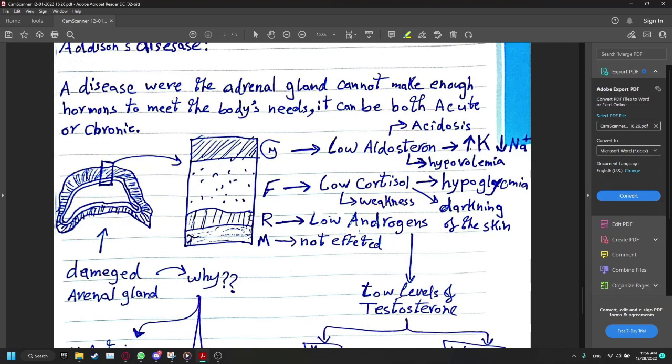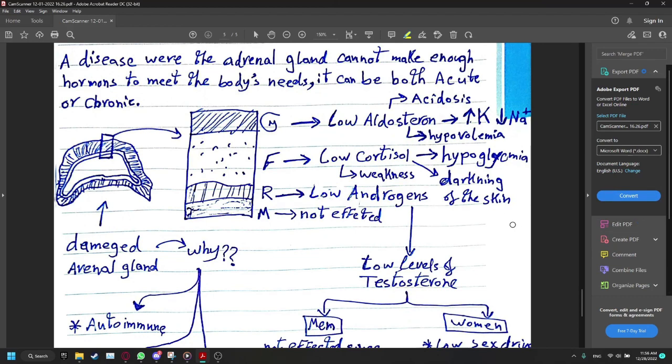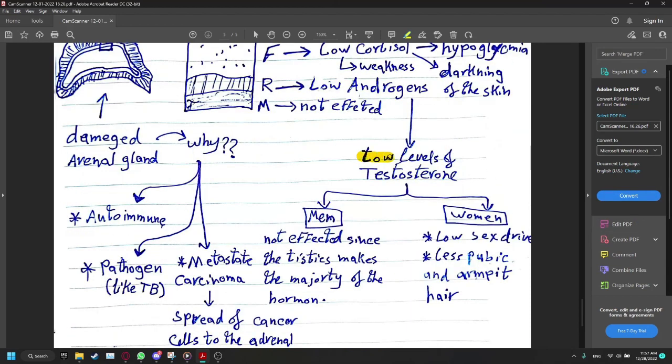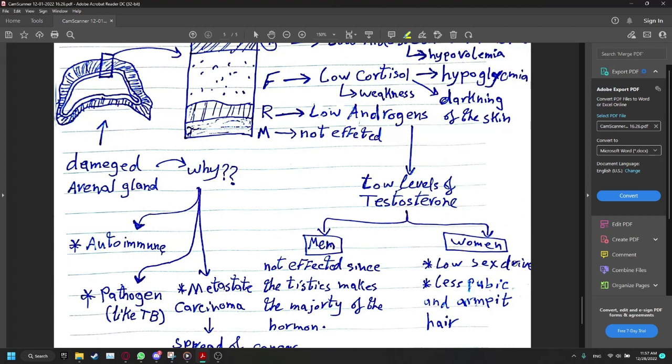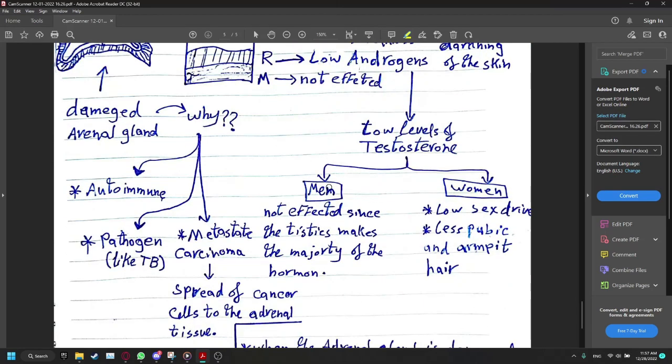Also weakness, obviously. Low levels of androgens. So androgens, as we said, are basically sex steroids. What are the sex steroids? Low levels of testosterone here. So testosterone, as we said, is present in men and women, right? It might sound weird to an outsider for a woman to have testosterone, but it's actually really important. Why? We're gonna talk about it right now.